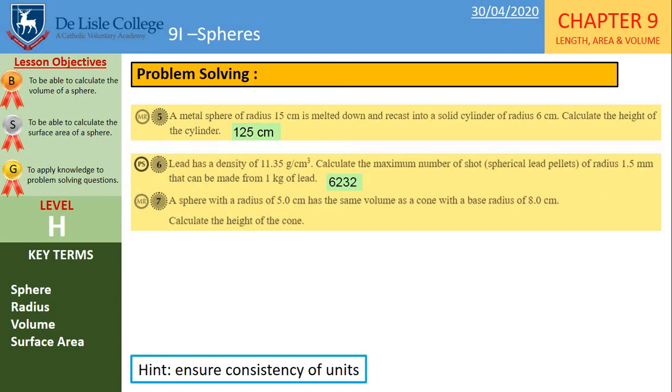Question 7, we've got a sphere of radius 5.0. It's got the same volume as a cone that has a radius on the base of 8.0 centimetres. So first of all, work out the volume of the sphere, and then using the radius and the volume, you can work out the height of the cone, which is 7.8 centimetres.